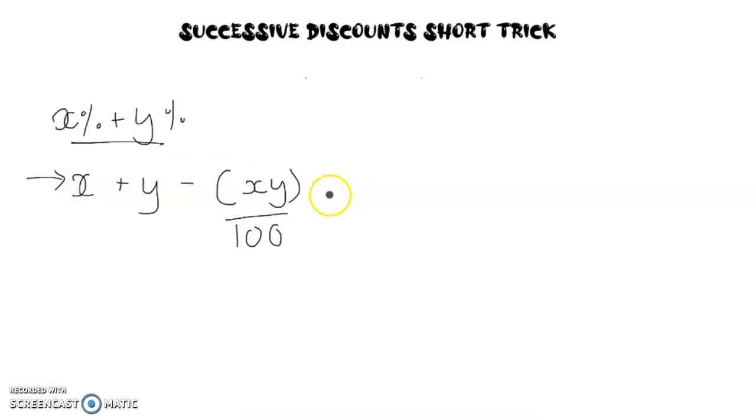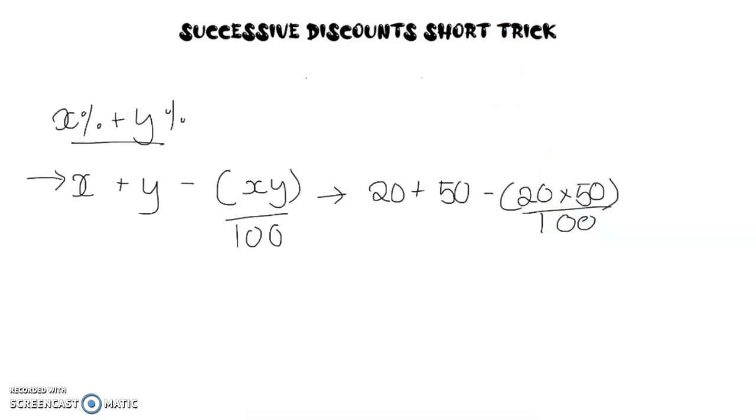So, for our previous problem where we had 20% plus 50% of the toy, you'll do 20 plus 50 minus 20 times 50 divided by 100. Now, I'd like you to pause this video and try solving this equation yourself. Okay, now let's solve it together.